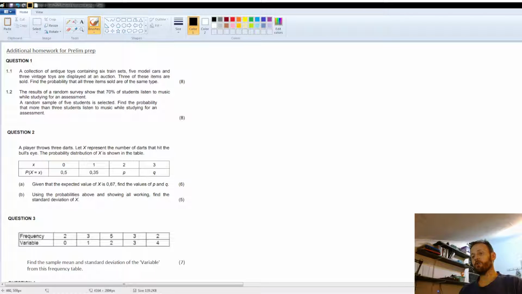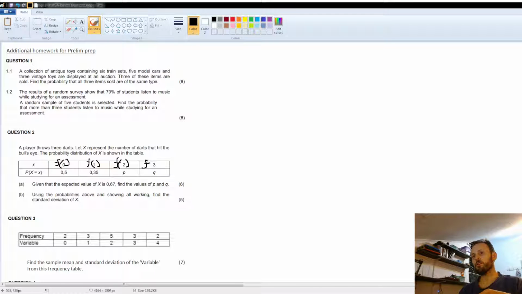Given the expected value is a certain number, find the values of P and Q. Okay, this isn't actually that bad. Expected values, let's quickly discuss what this is. This is a probability mass function. It's not given as a function, it's given as values. But this would be f of 0, this would be f of 1, this would be f of 2. Each number underneath it is what I'm talking about.